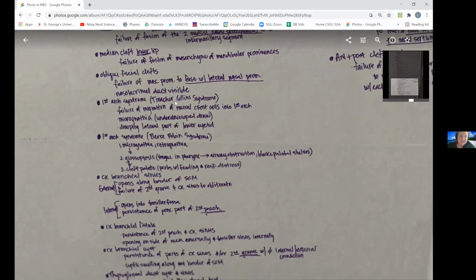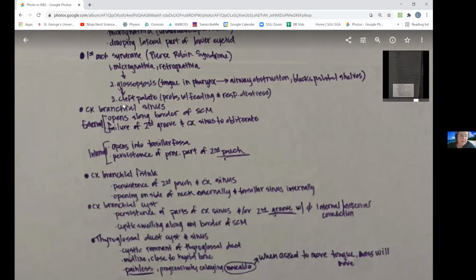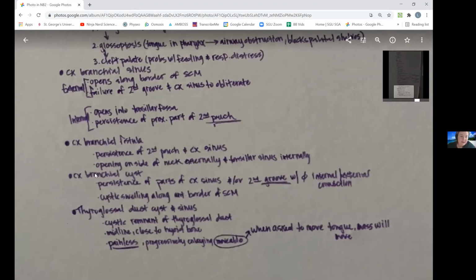First arch syndrome, I do remember this being a thing. Anything with the arches and the pouches, that is high yield. So please understand that. Cervical branchial sinus, I remember this coming up maybe 2 or 3 times. The branchial sinus versus the fistula versus the branchial cyst. I remember this coming up.